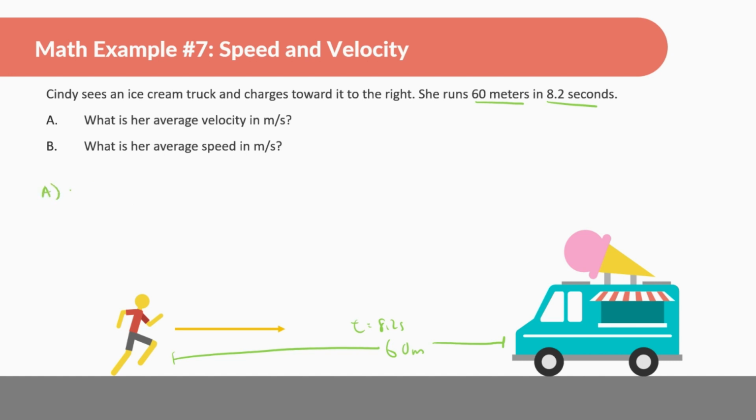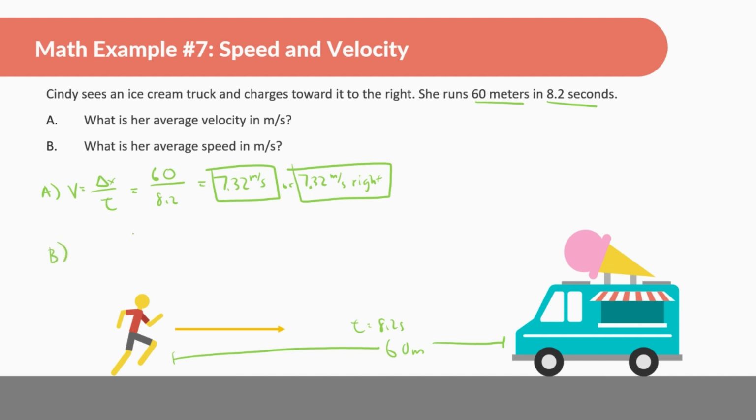Part A is just the velocity, and this is equal to the displacement divided by time. It looks like Cindy is just going in a straight line, so the displacement is equal to 60 meters, divided by 8.2. Let's put this in our calculator: 60 divided by 8.2, and we get 7.32 meters per second. I can leave it like this, and this would be correct. The positive implies that it is going to the right, or I can say 7.32 meters per second to the right. This would also be correct, so whichever one is better.